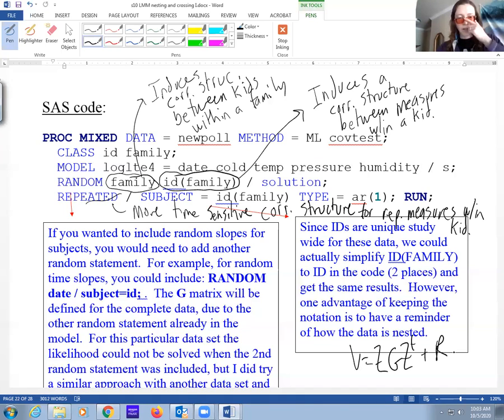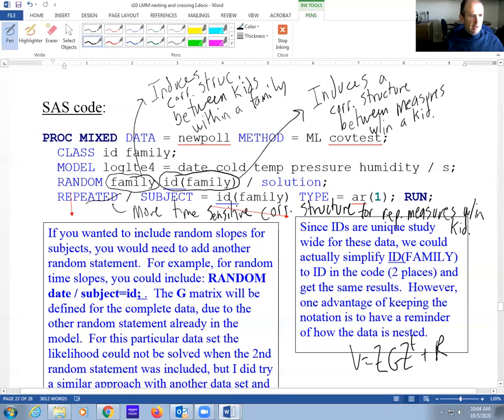Matt, just to clarify, you're saying that without the repeated, both the family and the ID would be compound symmetry on each of those pieces? Yes. But you have two levels to it, right? You have the family level and you have the kid. But it's the same principle. Let's say you had 10 family members. That's not the case with the data, but if you did, you're assuming the same level of correlation between family members. Yeah, good question.